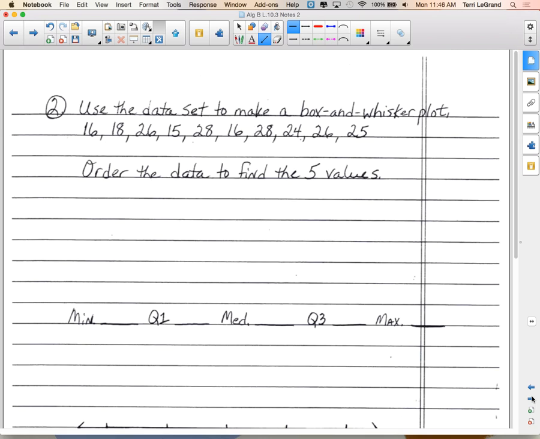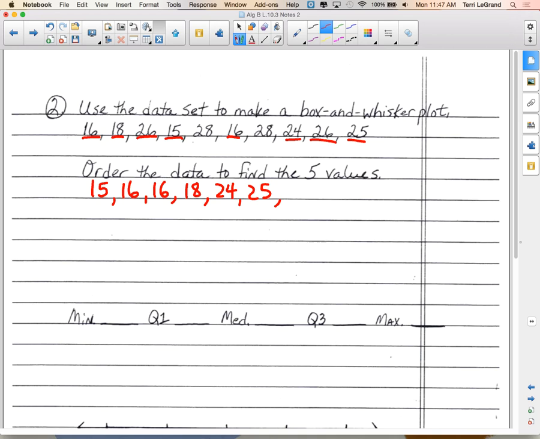Okay, let's go to the back side and let's do another one. Use the data set to make a box and whisker plot. Okay, go ahead and get it ordered. First of all, that's the first thing you need to do. Get them in order from least to greatest. On your own. Then you can compare with me.